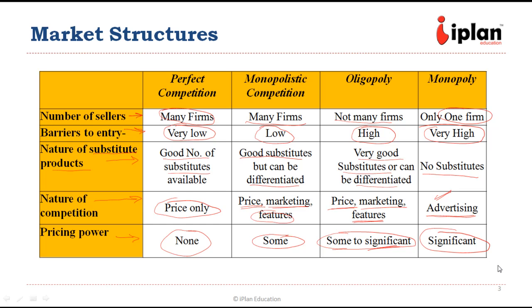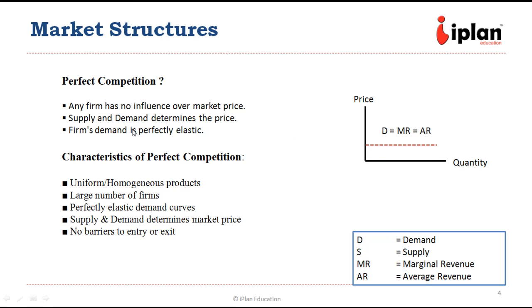Now let us explore these market structures further. So we are starting with perfect competition. As we know, any firm has no influence over the market. Since there are a high number of firms in the market, no one firm can determine the price or the quantity of the market. So supply and demand are going to determine the price, and due to which the firm's demand is perfectly elastic.